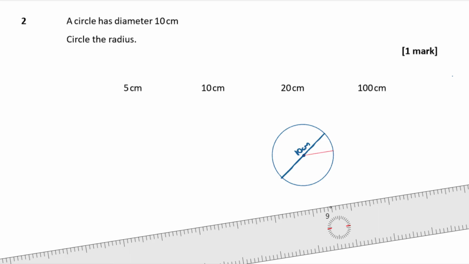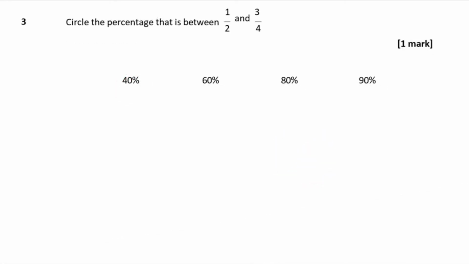Now, because diameter goes from one side to the center to the other side, and the radius goes from the center to the other side, you can fit two radiuses in a diameter. In other words, the radius must be worth half as much as the diameter, which is 5. It's going to be that one there. Question 3, circle the percentage that is between a half and 3/4.